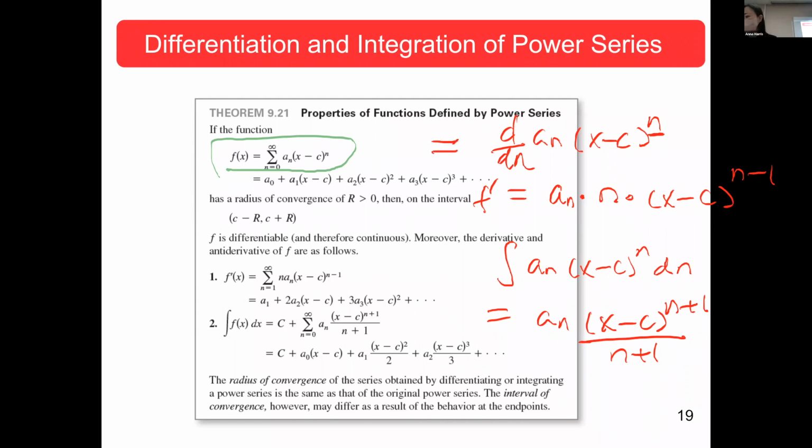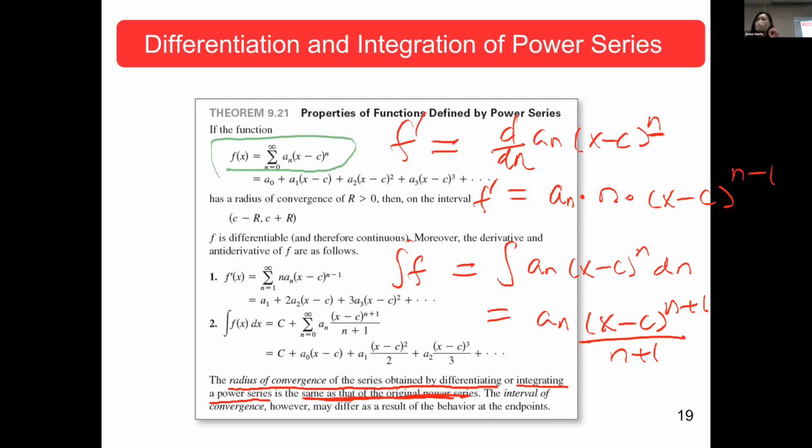So this is f prime. What is this called? Integral of f. All right, are you with me, class? So this is what I wrote down. This is what it's basically saying here. Okay, important part. I want everybody to listen to this. This will make your life so much easier. Read this one. The radius of convergence of a series obtained by differentiating or integrating the power series is the same as what? The original power series.